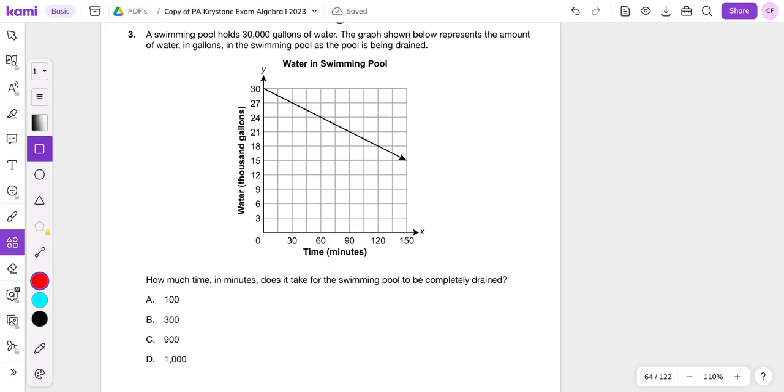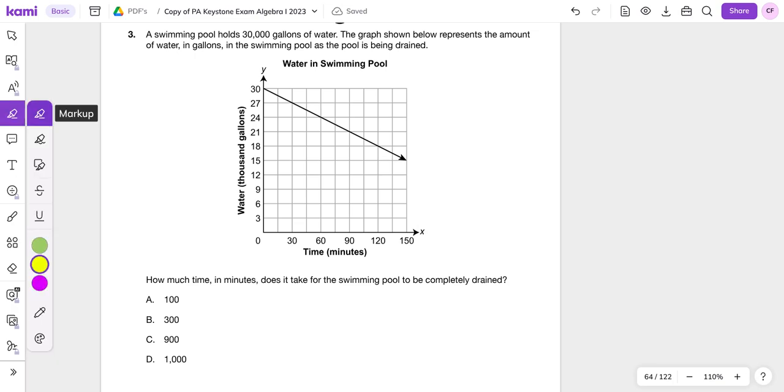Now most graphs are not going to have all the way up to 30,000 on it. So notice our scale over here on the y-axis. This is going to be very important for later on. It only goes up to 30, but this is represented in thousands of gallons.